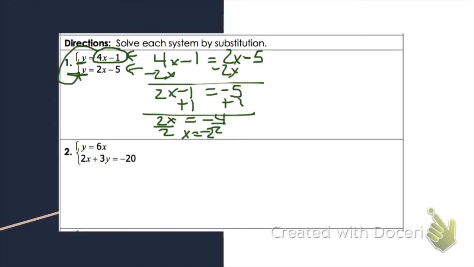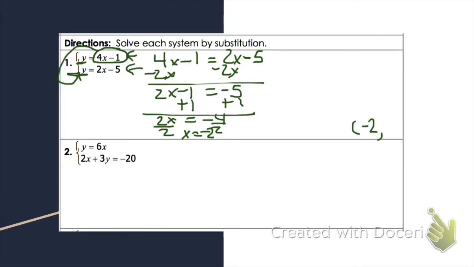Well, now I know my two lines are going to cross at the X value of negative 2. So I'm just going to plug my negative 2 in there. Now we're going to go down to step 3, and we're going to substitute our answer into the revised equation from step 1 and solve for the other variable.